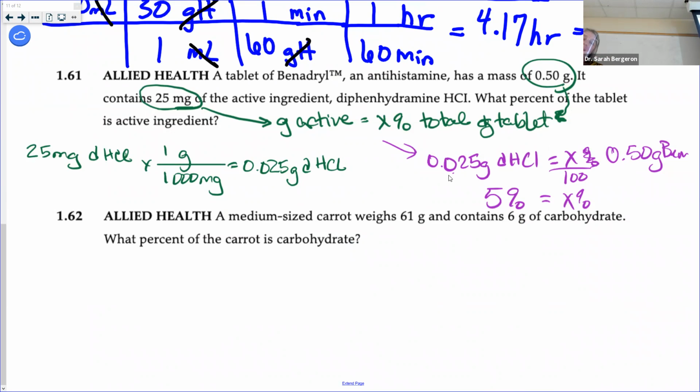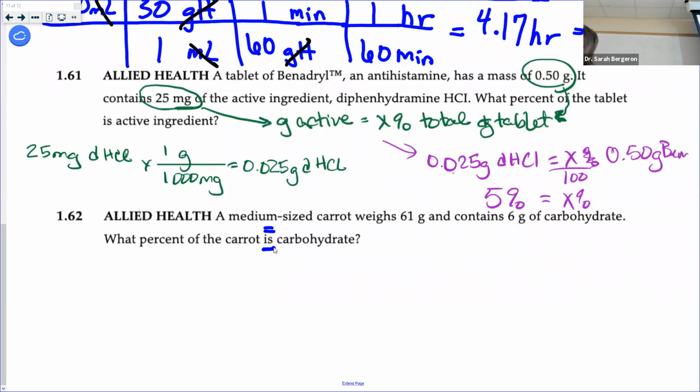Okay. This one, I don't know if it's so applicable, but we'll go ahead and do it. So a medium-sized carrot weighs 61 grams and contains 6 grams of carbohydrates. What percent of the carrot is carbohydrate? So you remember when we were doing these problems earlier in the chapter? And we said "is" is the same thing as equals, right? So how would I set this up?